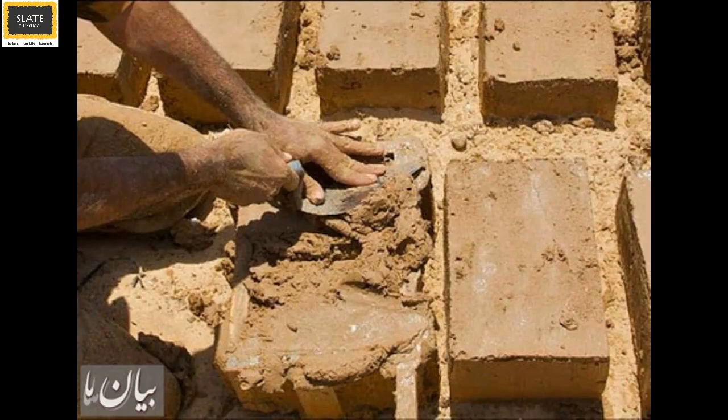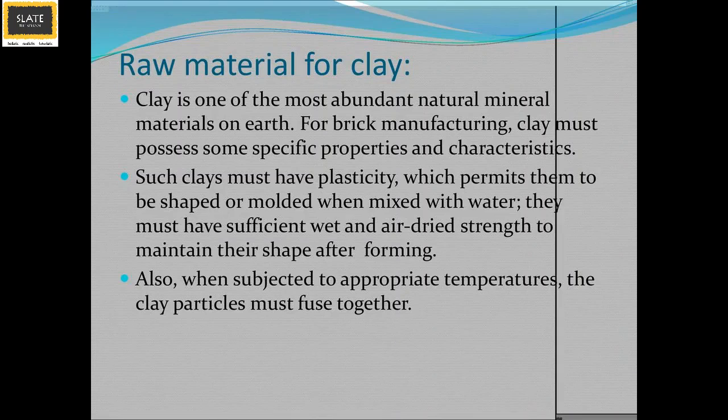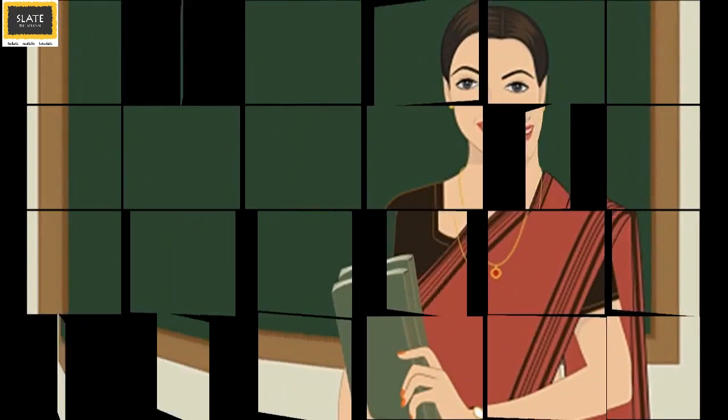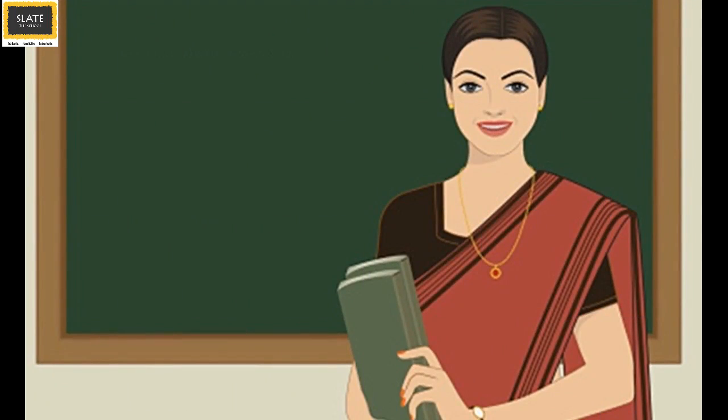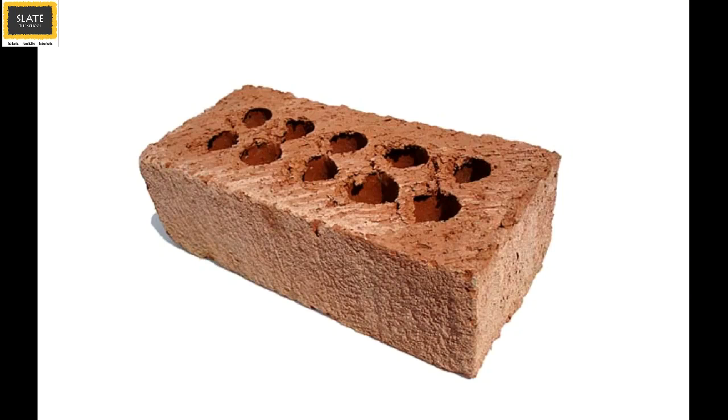So Slaters, clay is used for making bricks. It is one of the most abundant natural materials found on earth. It has the properties which allow it to be shaped or molded when mixed with water. Before mixing water, the clay is ground into a specific size. Once it is sufficiently air-dried, it is placed in a furnace for baking. This furnace is called a kiln. Once baked and cooled, they become hard and durable.